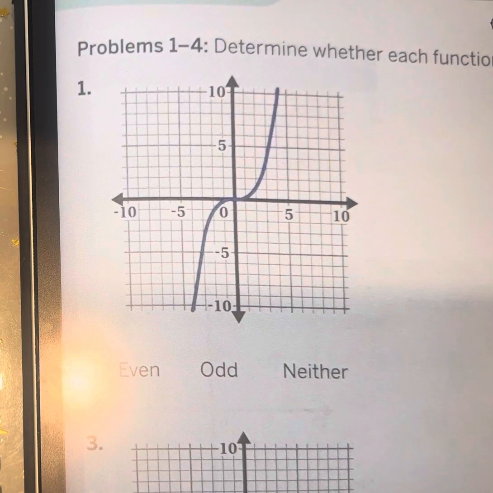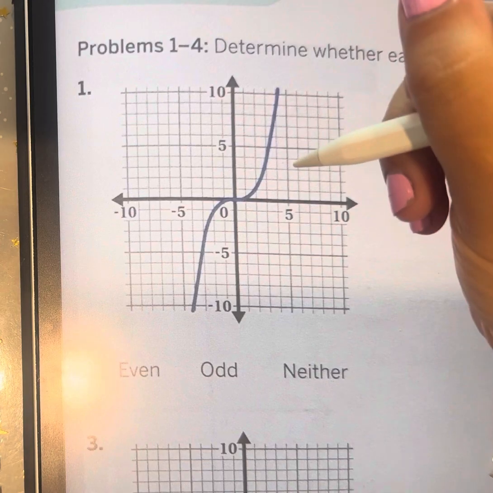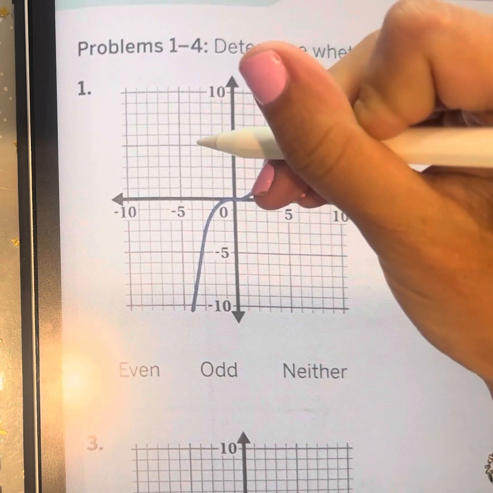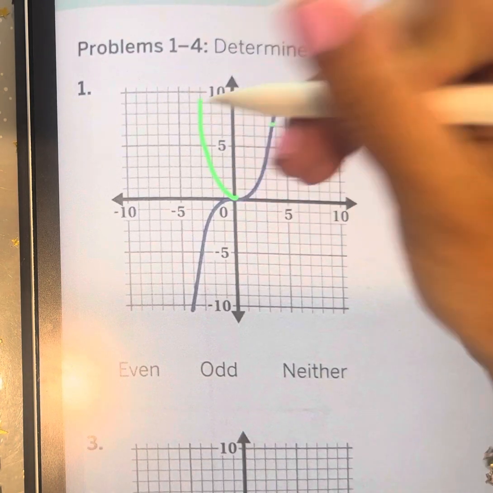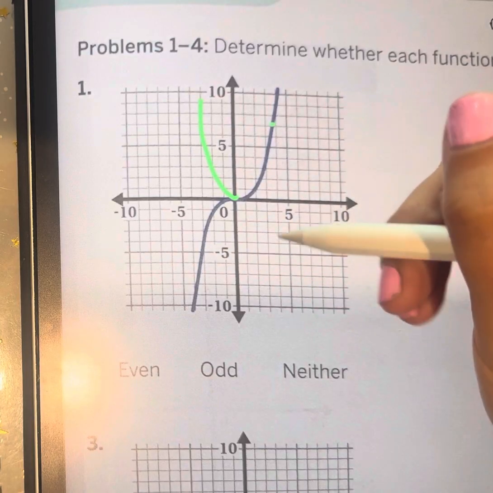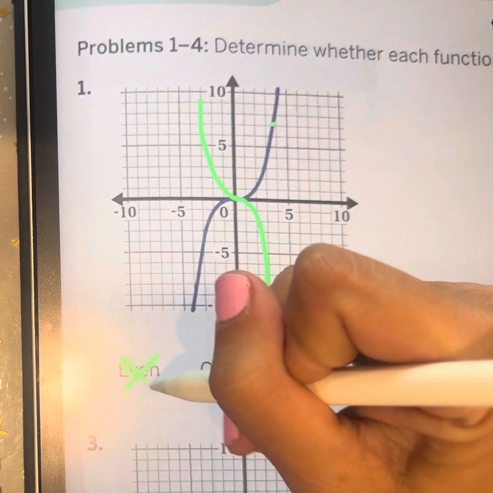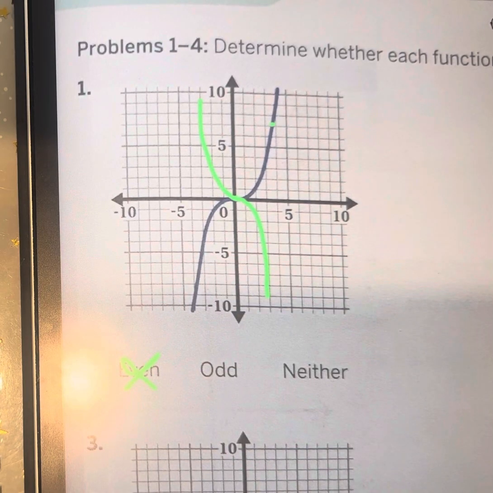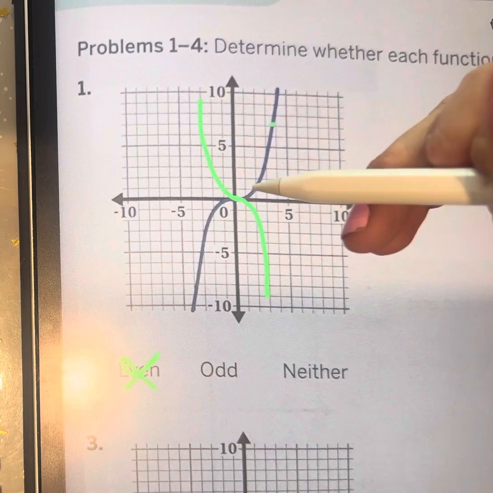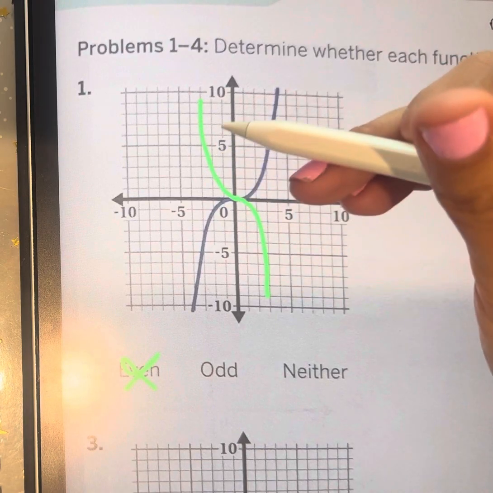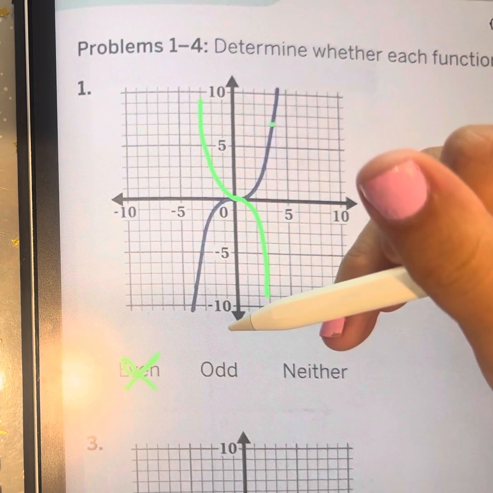Let's see what we get when we flip this guy horizontally. So this part flips over this way. And then this part flips over this way. So did I get exactly what I had when I started? No. So it's not even. Okay. Now I got to check if it's odd. And flipping horizontally is one of the steps. So I'm already halfway to checking if it's odd.